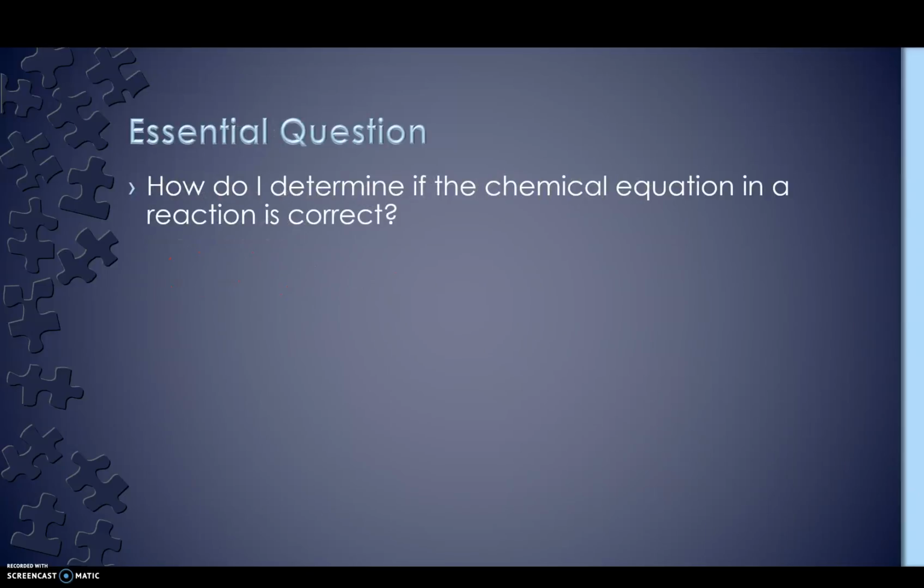Your essential question: how do I determine if the chemical equation in a reaction is correct? Again, if you have the same number of atoms on the left side, or the reactant side, as you do on the right side, then it's good to go. If you do not have that, then you know your equation is wrong, and that's what we're doing today. We're going to make them better. We're going to fix them.